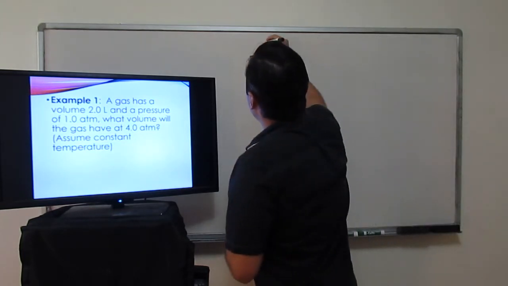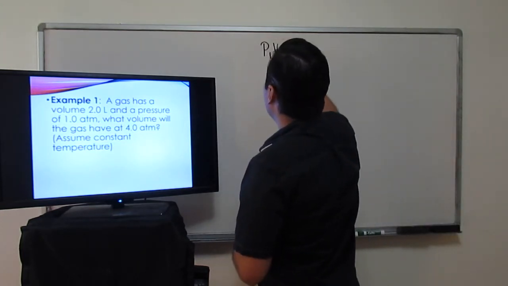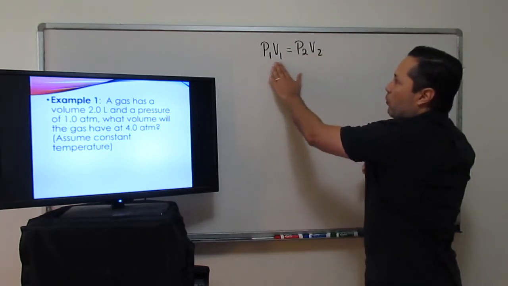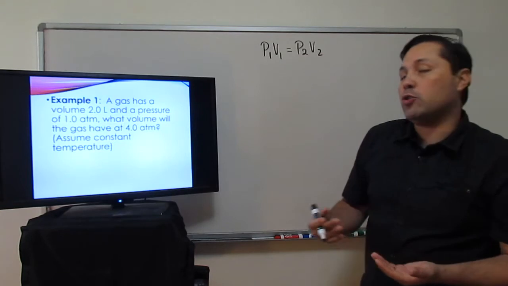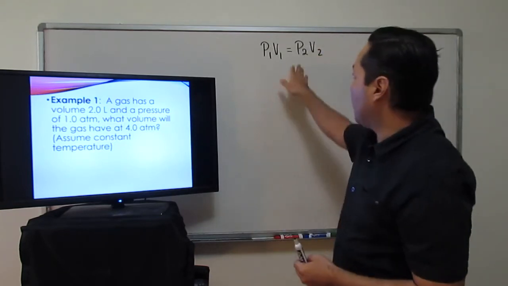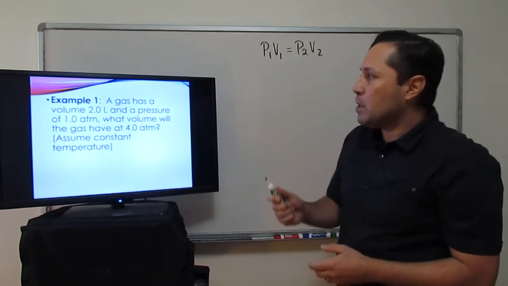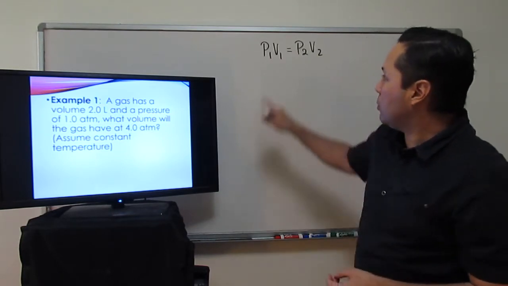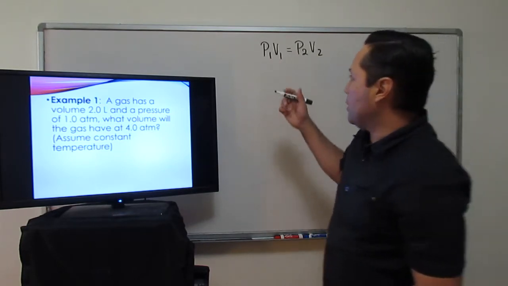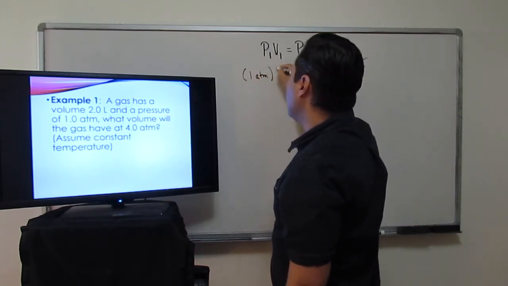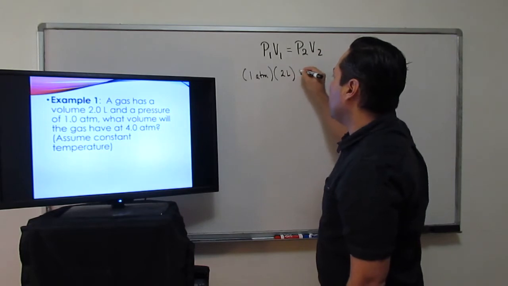That is, P1 times V1 equals P2 times V2. Remember, this is your before and after. When you read the question, usually the first sentence will give you your before, P1, V1, and the second sentence will give you the after. So it says a gas has a volume of 2 liters. There's our volume at a pressure of 1 atm. So let's substitute those values in. 1 atm for the pressure, 2 liters for the volume.